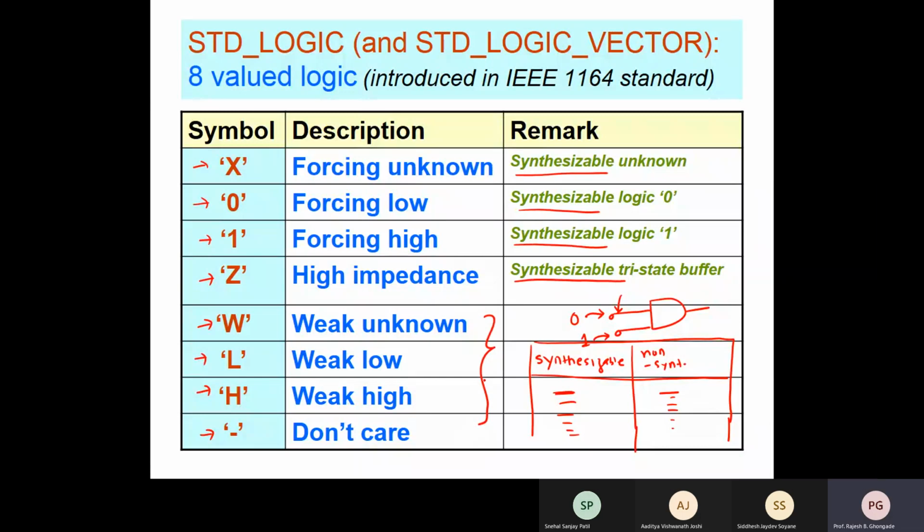What do you mean by synthesis or synthesizable? It means that there are hardware counterparts available, or you can realize that. Okay. Whereas you cannot realize unknown. What do you mean by unknown? How do you realize it in hardware? Weak low, how do you do that? Weak high, don't care. You can't do that. So there are a certain set of things that you should know which are synthesizable and non-synthesizable.